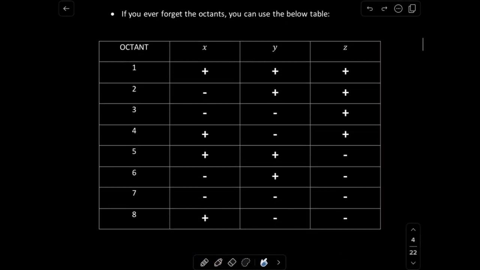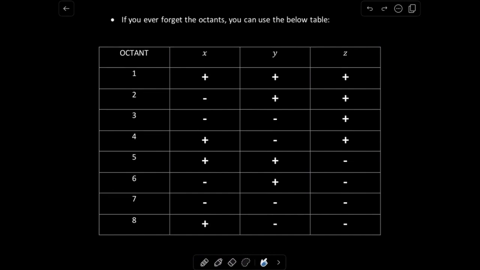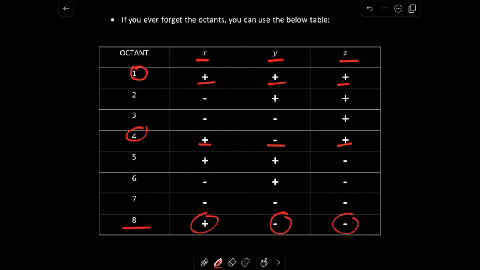Now, if you ever forget the octants, or how to draw them, or where octant 1 starts, you can use the below table. So how does this table work? Octant 1 is where the x values are positive, the y values are positive, and the z values are positive. Octant 4 is where x is positive, y is negative, and z is positive. It also works like this. Let's say I give you a coordinate where we have a positive x, a negative value for y, and a negative value for z. That is going to be in octant 8.